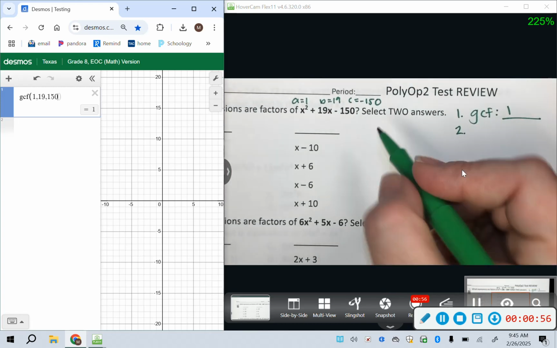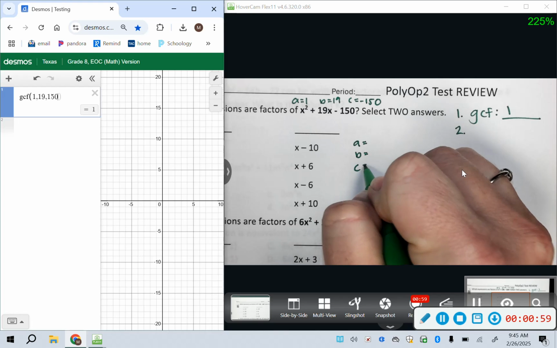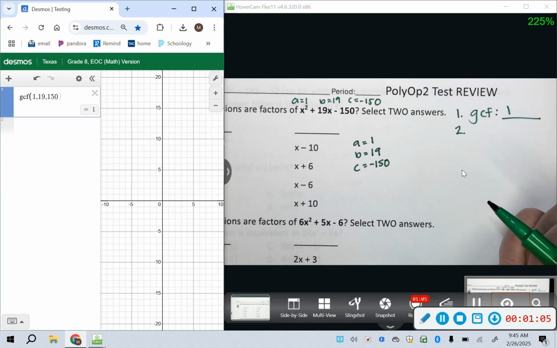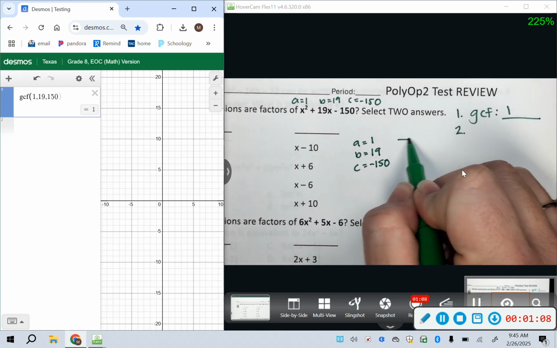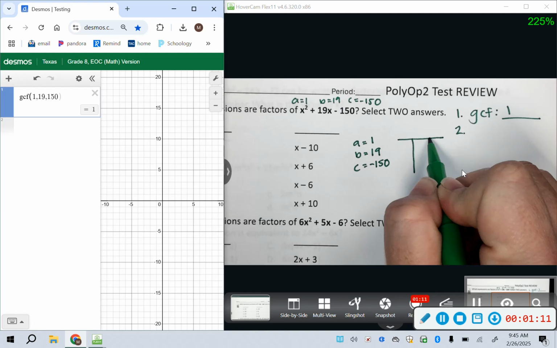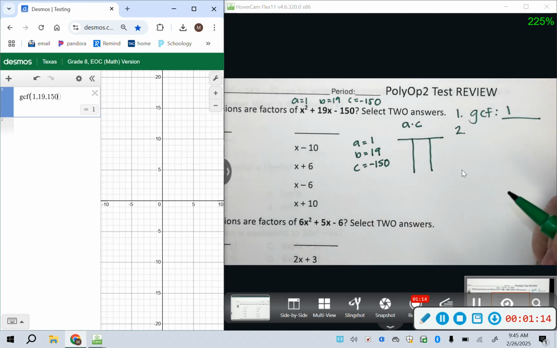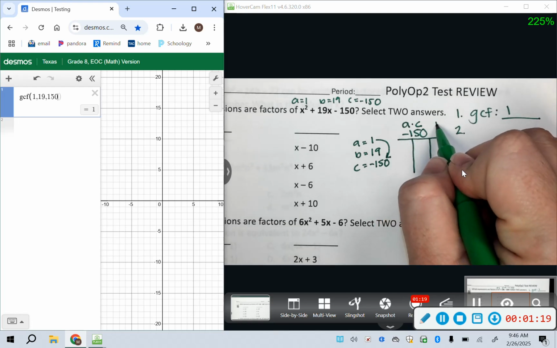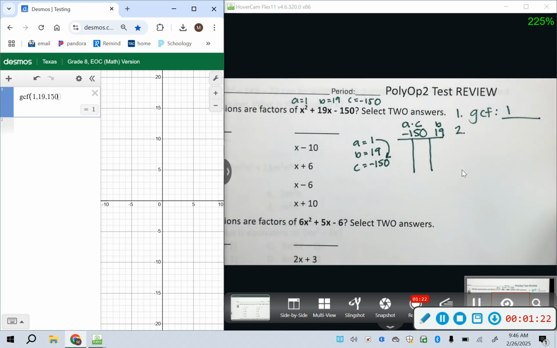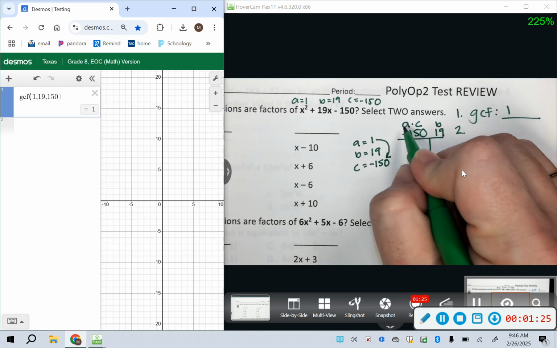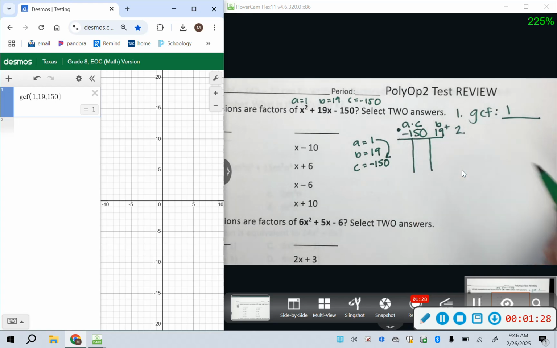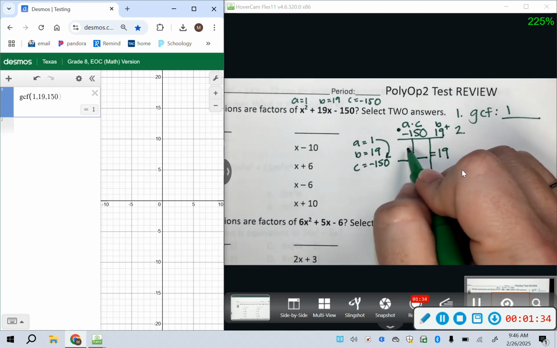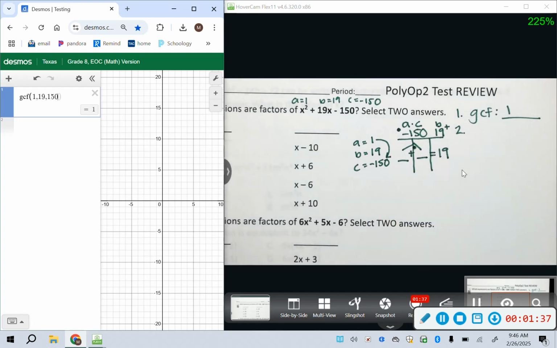So knowing that, my A, B, C, I'm going to rewrite it right here: 1, 19, negative 150. Don't forget to carry over negatives and positives. So I have to build my table. So remember, we do our A times C in the first spot, which is 1 times negative 150, and then B in the third column, which is 19. Okay, knowing that, remember, we're looking for what multiplies to give me negative 150 and adds to give me 19. So I need this number plus this number equal to B, which is 19. And I also need them to multiply to give me negative 150.